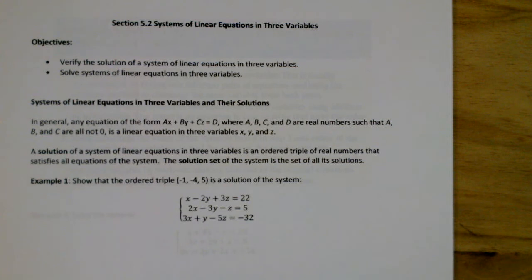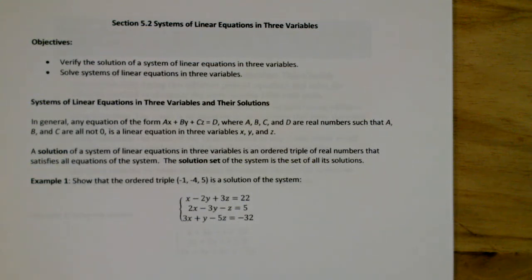All right, in this video, we're going to talk about section 5.2, dealing with systems of linear equations in three variables. And in this video, we're going to verify the solution of a system of linear equations in three variables. That means we'll take an ordered triple and verify that that ordered triple is a solution to that system of linear equations in three variables. Also, we're going to solve systems of linear equations in three variables as well.